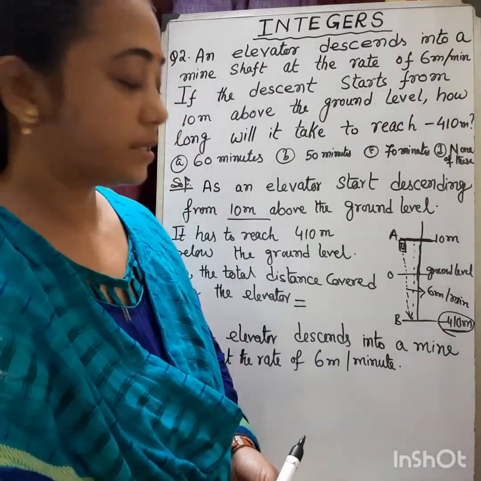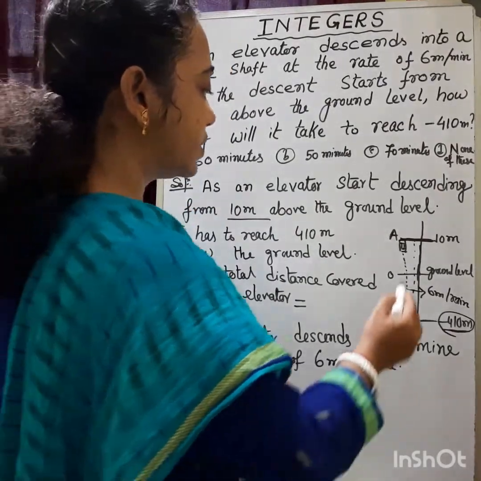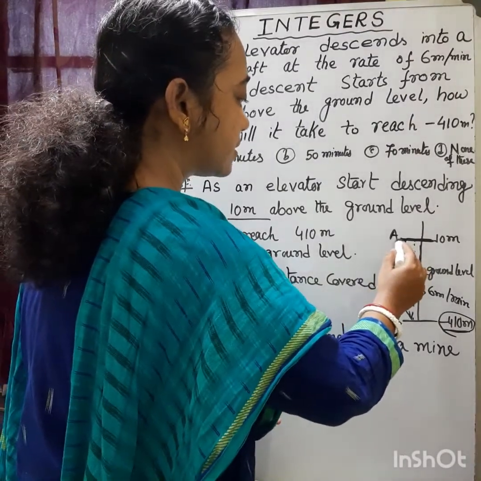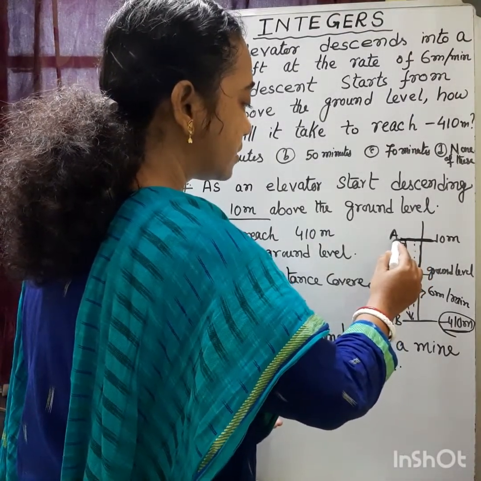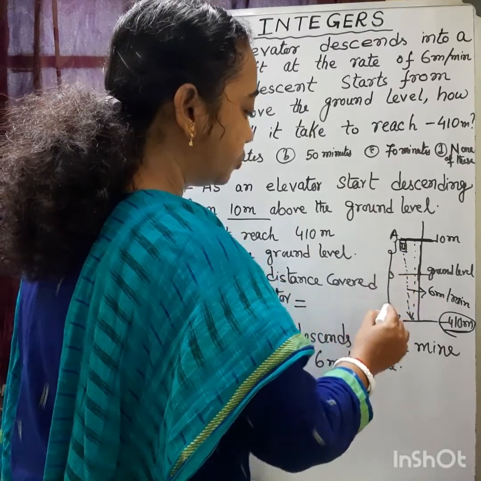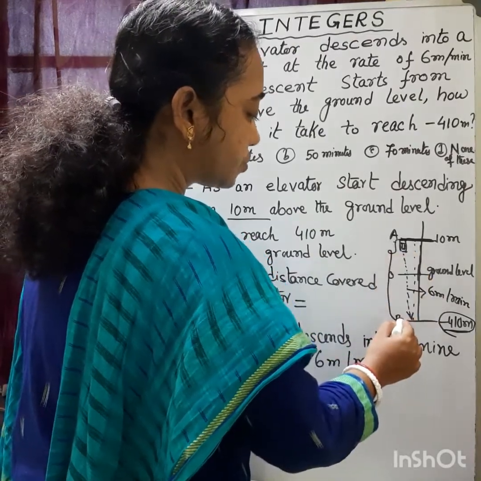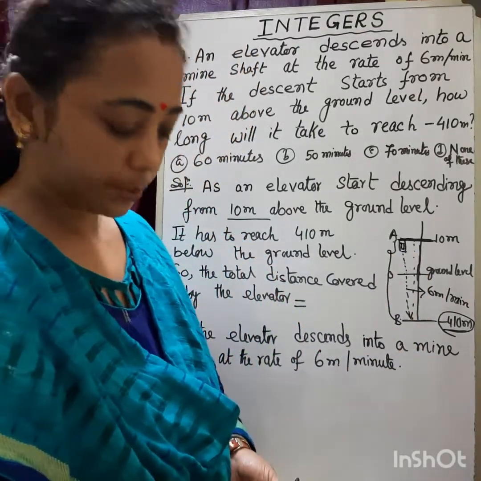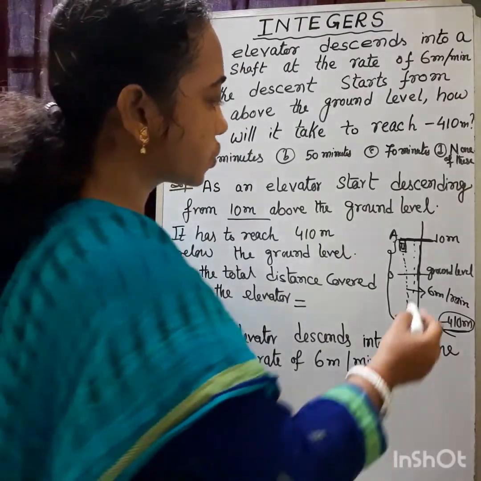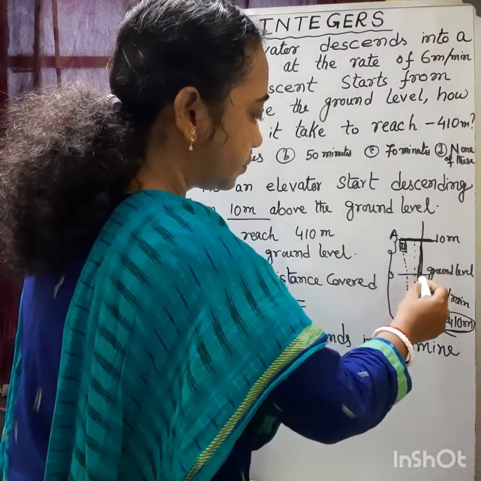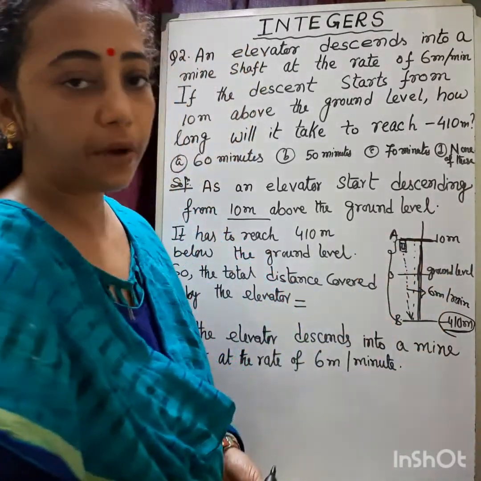So the total distance covered by the elevator, that means from point A it starts descending. So the total distance covered from point A to B. It has to reach 410 meter below the ground level. So what is the distance covered by an elevator between A and B? That we have to first find.